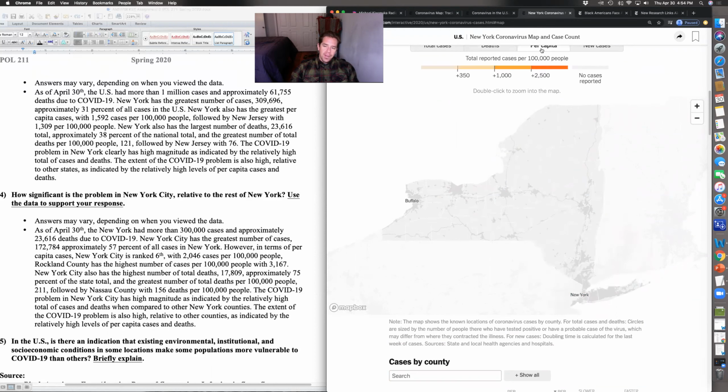So yeah, that's the cases. Let's look at deaths. In terms of total deaths in the state, New York City is at the highest, and I summarize this here. It has the highest number of total deaths, which, if you do the math, is approximately 75% of the state total for New York State. Of the total deaths in New York State, 3 out of 4 are occurring in New York City. So very, very high in New York City relative to other counties in the state.